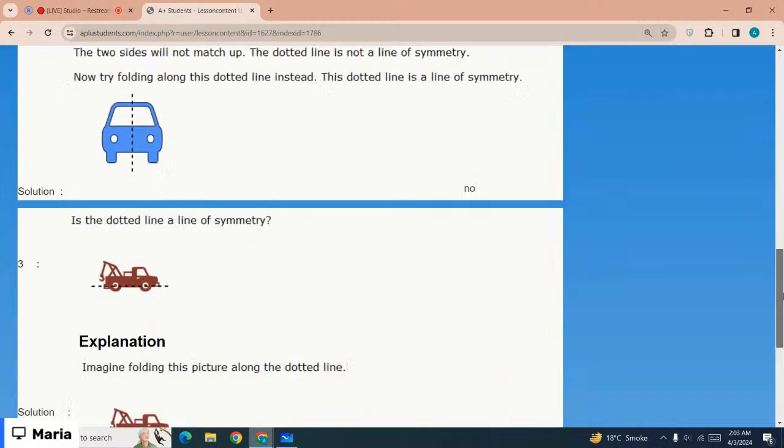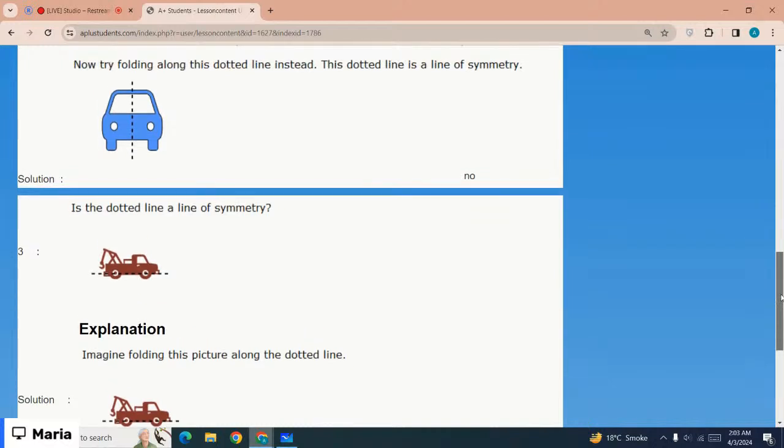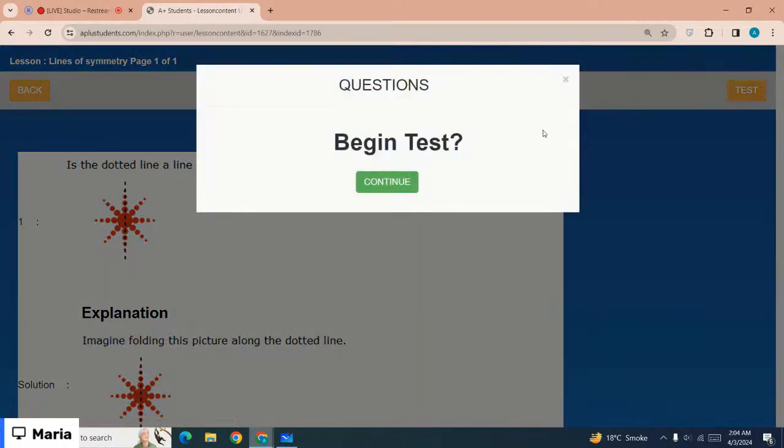Okay, just look at the other example. Here is the other one. Is the dotted line a line of symmetry, which is the correct option? The correct option is no. This is not a line of symmetry because if you fold the image along the dotted line, the two sides don't match up, right? The correct option is no. Very good. Let's just start with the test questions.